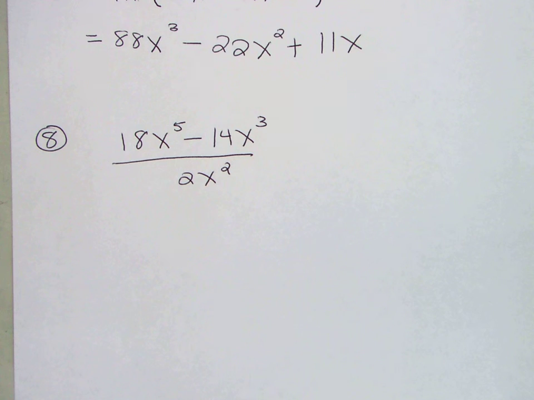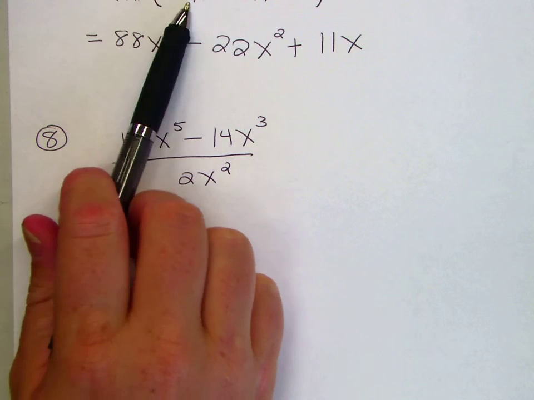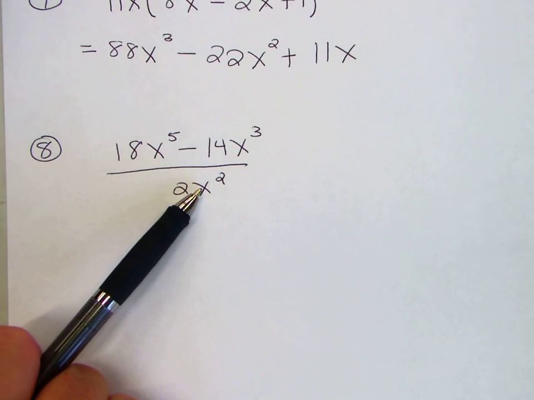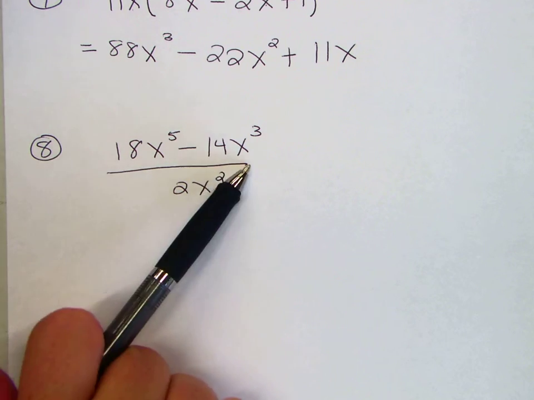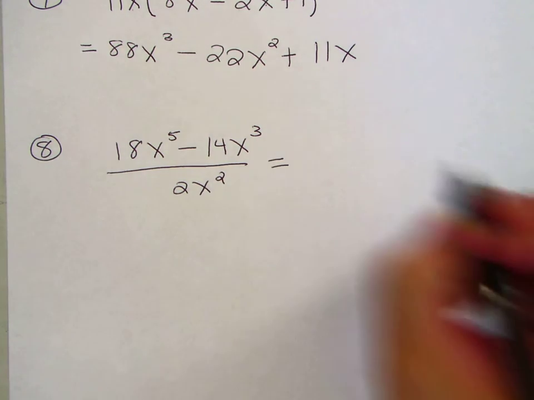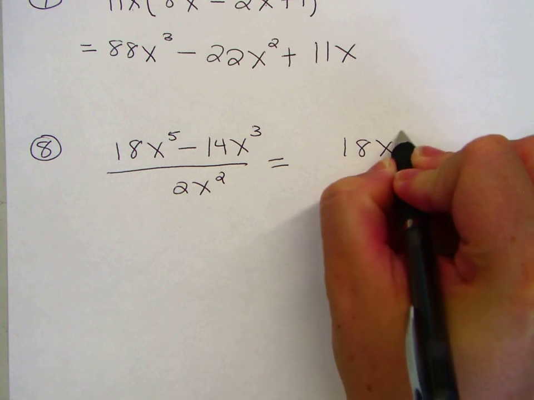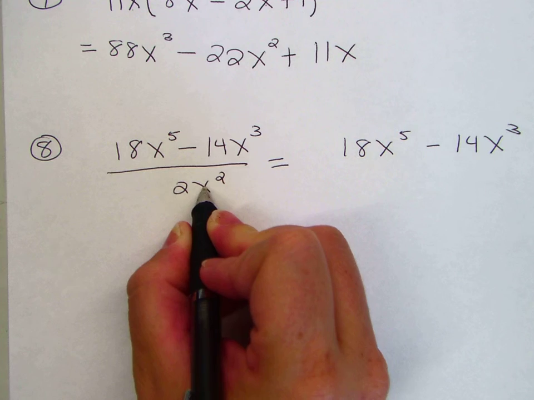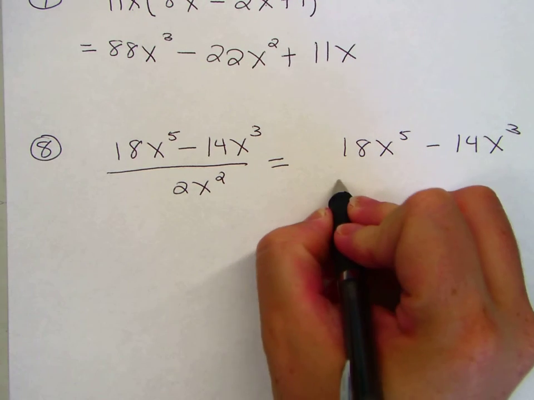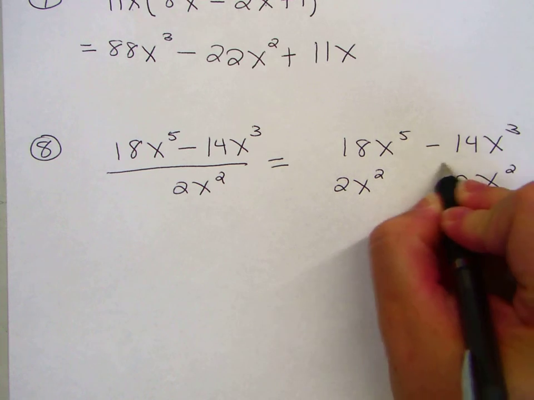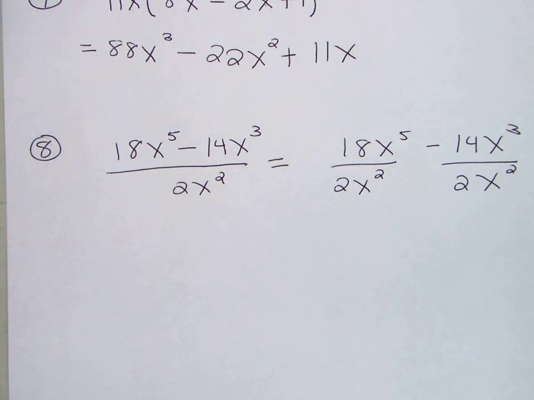A lot of students don't like to think about it, but imagine it's just like the 11x gets distributed to everything on the inside. Here, this 2x gets distributed to everything on top, but instead of multiplying, you're just dividing. So what I like to do is rewrite the top and then write the 2x squared under everything. Everything gets divided by the 2x squared. All right? Everything gets divided, so write it twice.